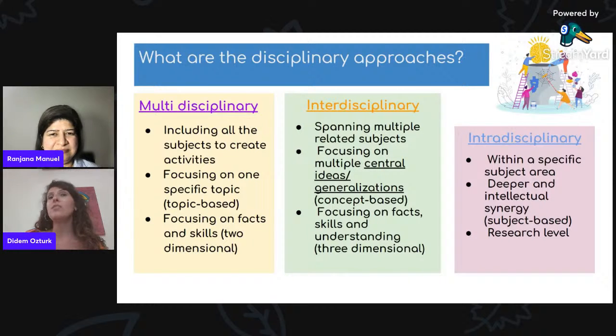And the next one is interdisciplinary. This is a bit different than multidisciplinary and it's more conceptual. Interdisciplinary, spanning multiple related subjects. This can be so many different subjects and focusing on multiple central ideas and generalizations, and focusing on facts, skills, and also understanding. That is also something we focus on in our IB PYP classroom. There's also intradisciplinary. This is within a specific subject area, can be science, can be social studies, but only one subject, and it's deeper, with intellectual synergy and the research level. This can be in upper grades, in high school level, in DP level, and universities.